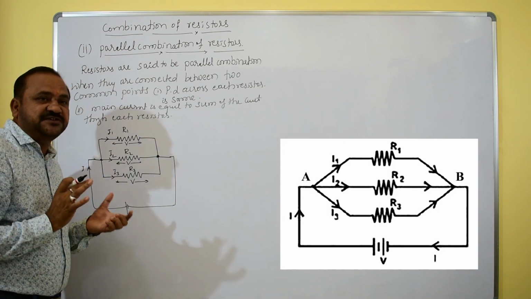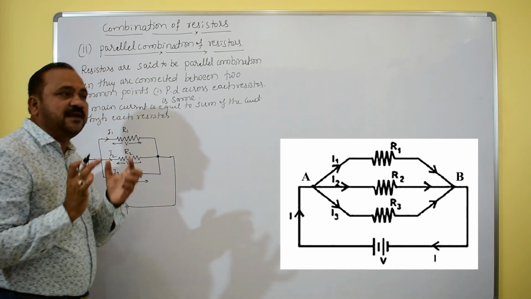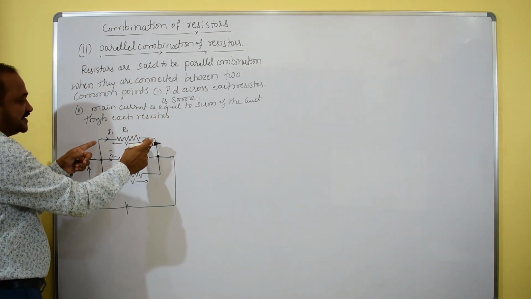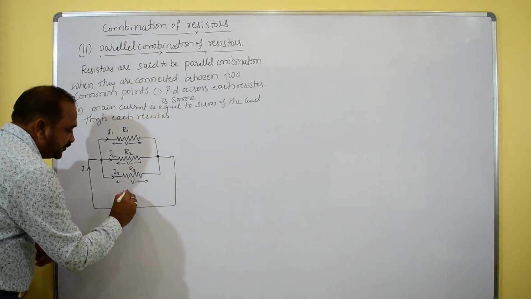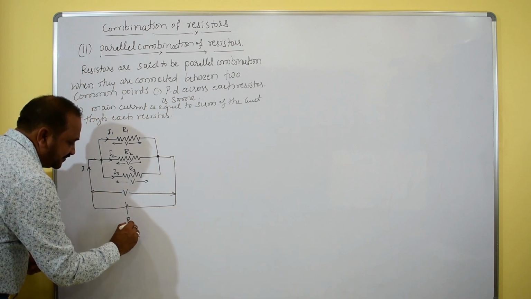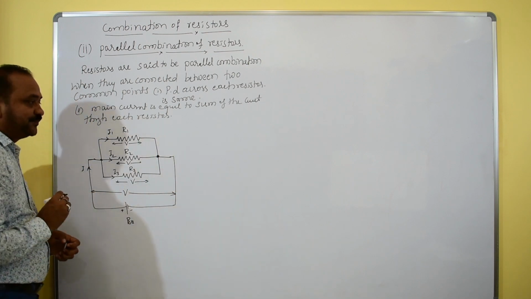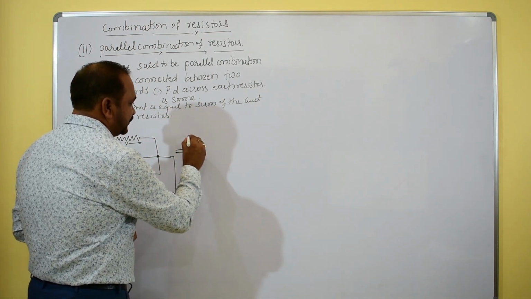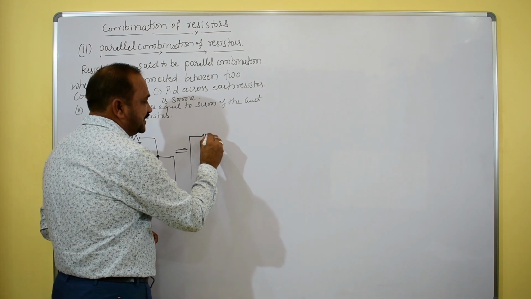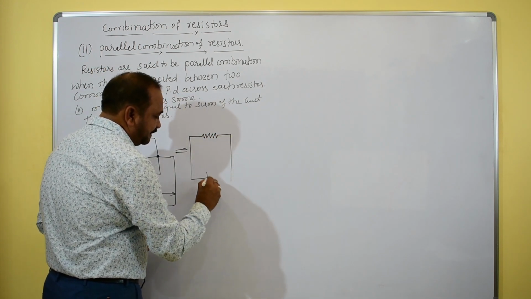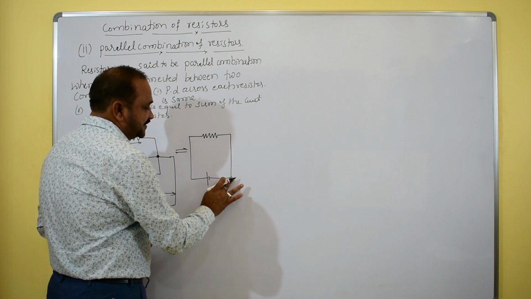So, the total potential across these two common points should be V. It must be the same. This is a battery, positive as well as negative. Their equivalent circuit has the same effect. Whatever effect is taking place for this combination, the same effect is taking place for this equivalent circuit.